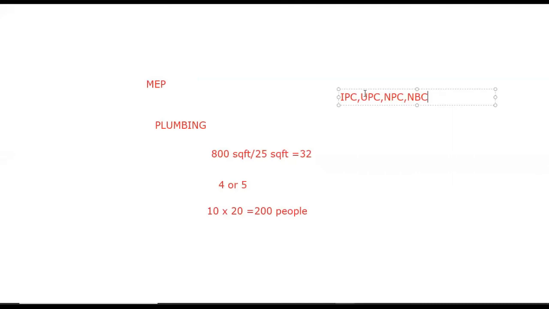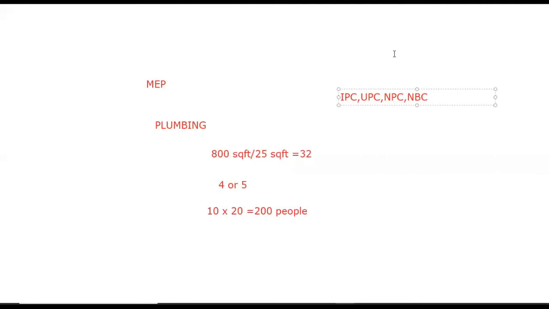Make a note of that. This might be an interview question: what are all the codes and standards we are using for plumbing design? It's nothing but IPC, UPC, NPC and NBC. From these, we will get the minimum requirements related to plumbing design.